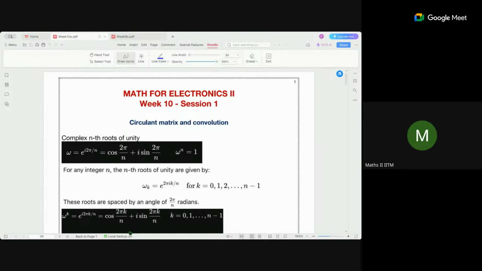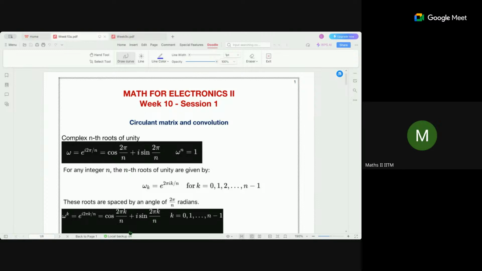Okay. 6. As an application of the diagonalization process, we have seen what circulant matrices are, right? So in this session, we will see the topic of circulant matrices in detail, and also we will look at the eigenvalues and eigenvectors of circulant matrices. To understand them, first let us see what the complex nth roots of unity are.